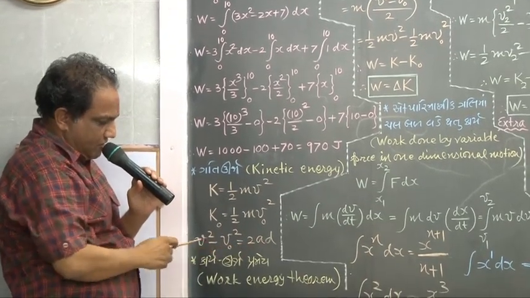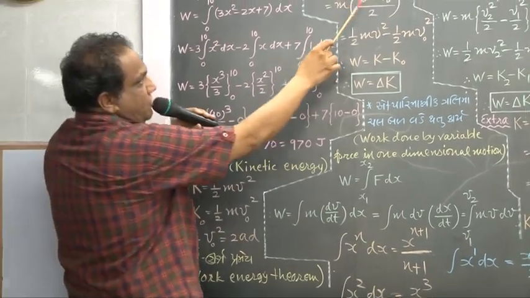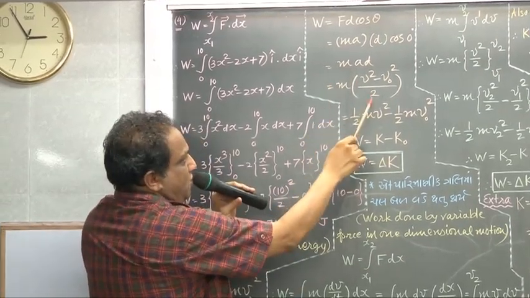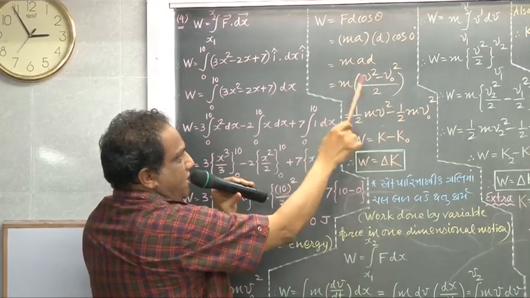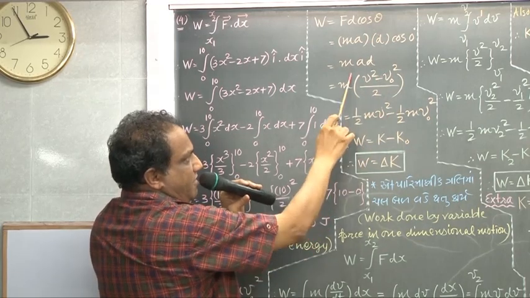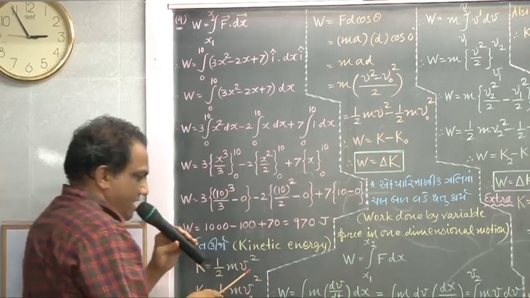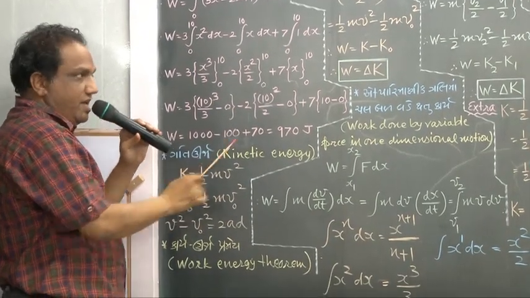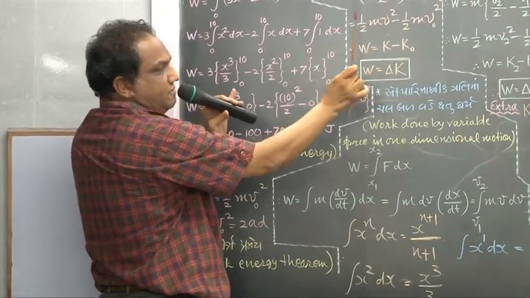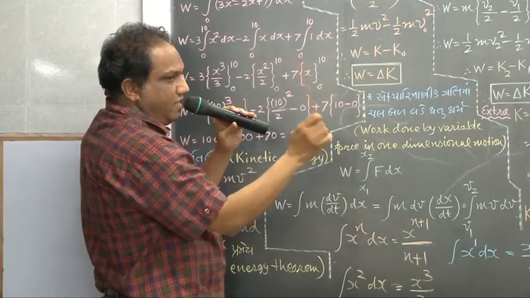Transfer this 2 to the denominator. So v square minus v0 square upon 2. Any problem? 1 by 2 mv square. Open the bracket. 1 by 2 mv square, after putting minus sign, 1 by 2 mv0 square. What is half mv square, everybody? Final kinetic energy. What is half mv0 square? Initial kinetic energy. Correct? Now W as it is: final minus initial.